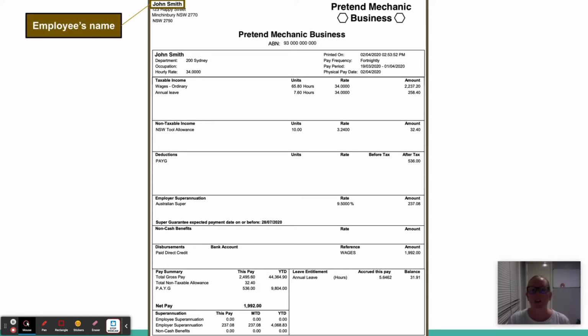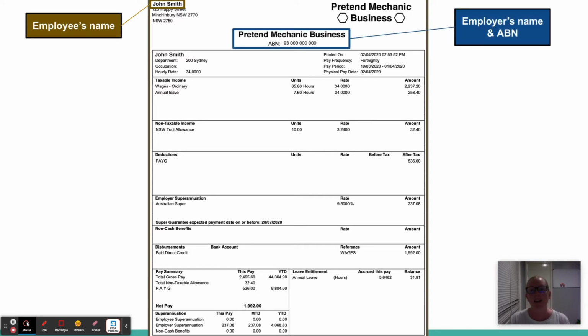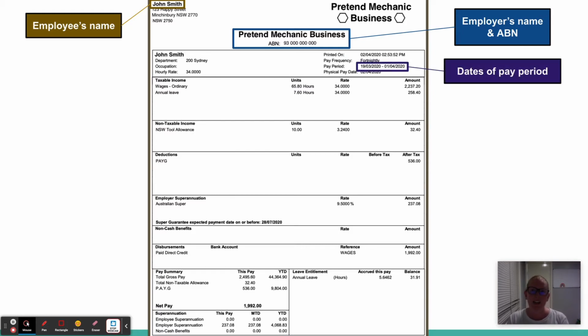It has to say your name. It has to have the employee's name. That way you know that it's your payslip. It also has to have the business's information. It has to have their business name and also their Australian business number, which is referred to as an ABN. It has to have dates that the payslip is for. So all of the information in this particular payslip is for the period the 19th of March 2020 to the 1st of April 2020.